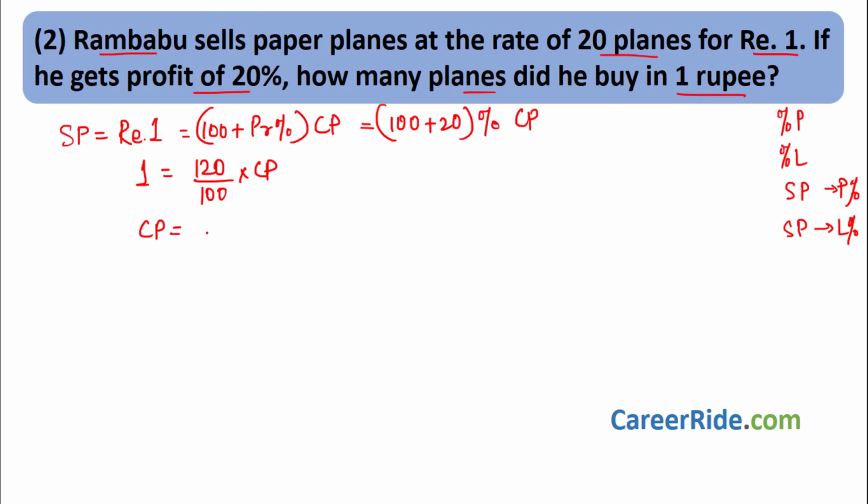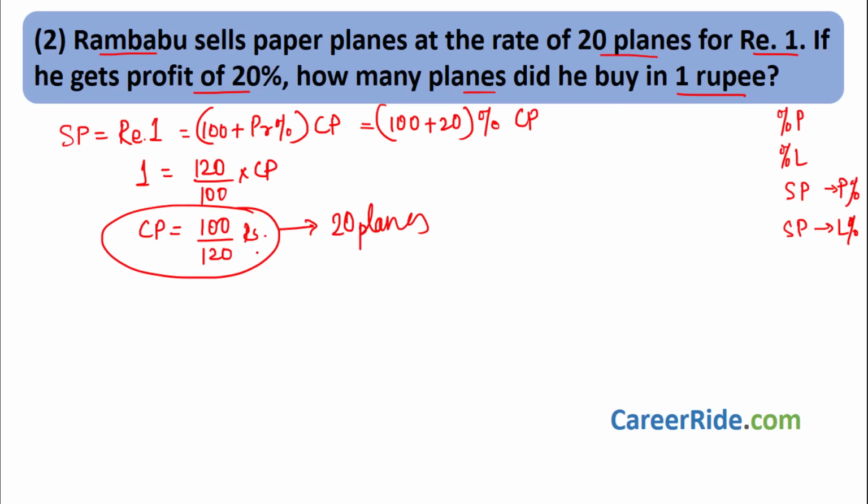Why? We get 120%. Percentage converted to a normal fraction, that is divided by 100, multiplied by cost price. So cost price becomes 100 upon 120 rupees. Now the selling price is 1 rupee, the cost price is 100 upon 120. Selling price of 1 rupee means 20 planes are sold for 1 rupee. That means these 20 planes are bought in 100 upon 120 rupees. If 20 planes are bought in 100 upon 120 rupees, how many planes are bought in 1 rupee?